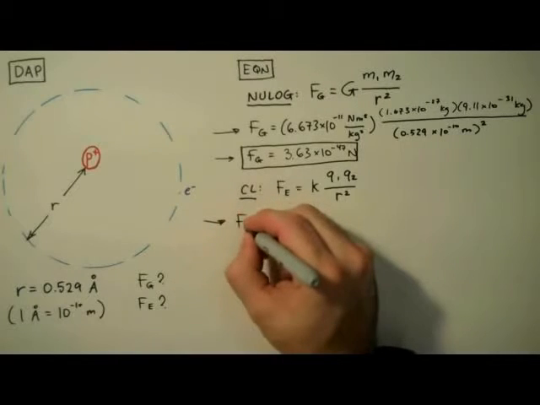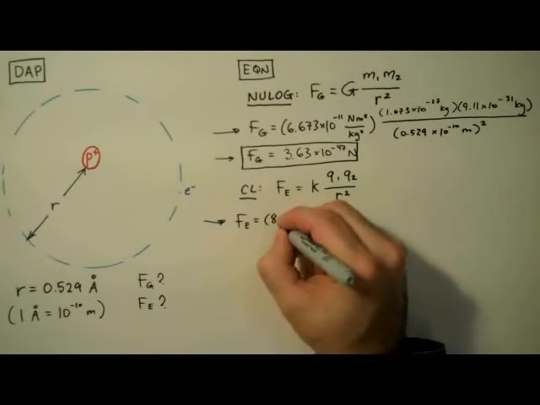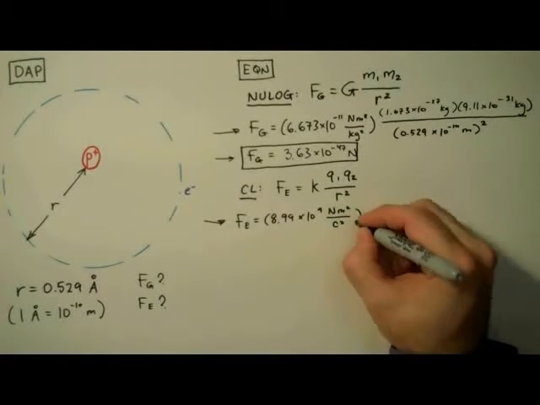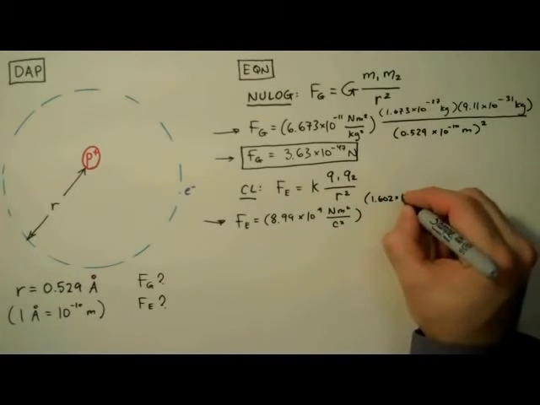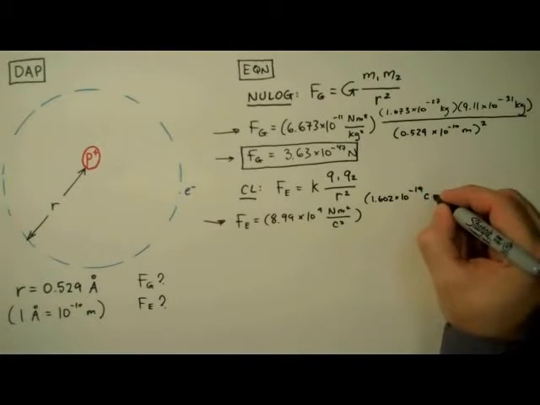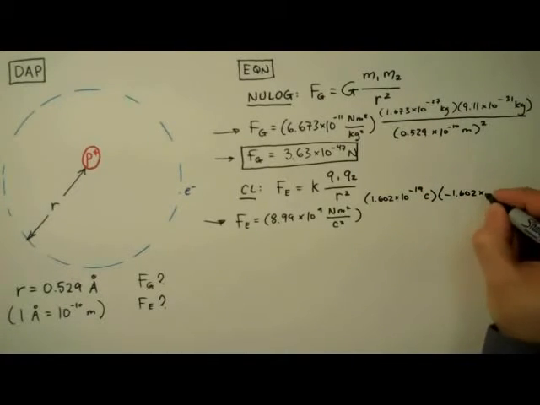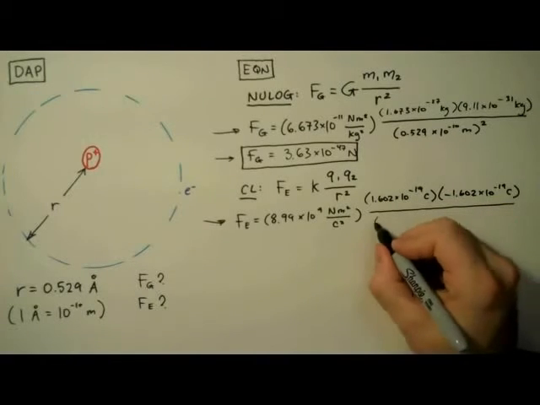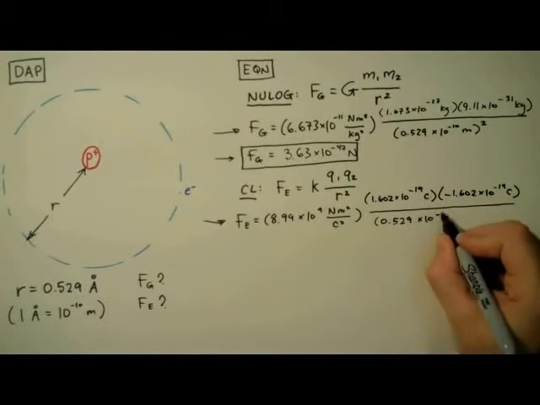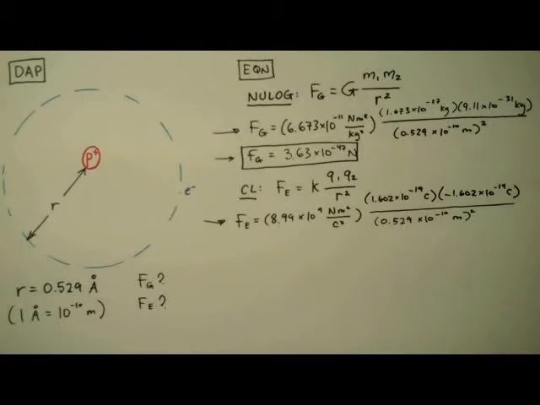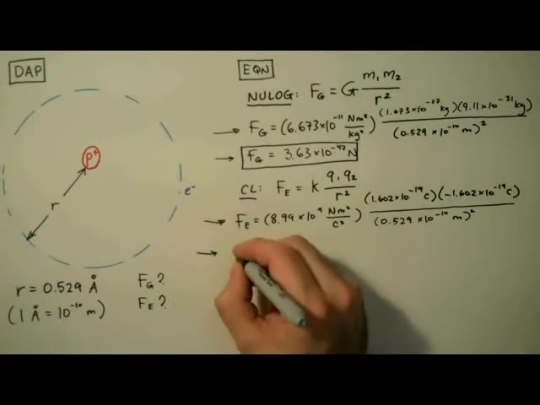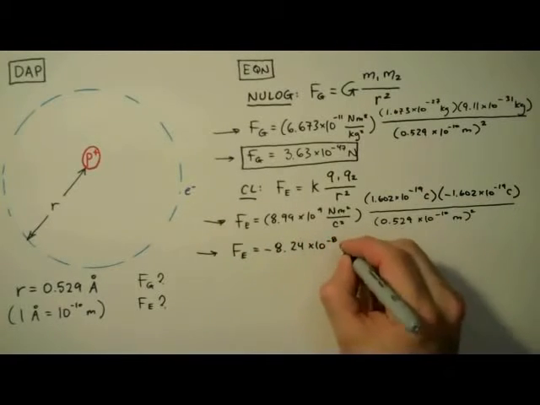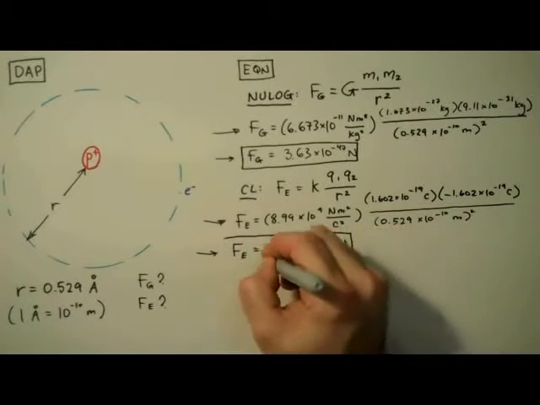Okay, so we have Fe is equal to 8.99 times 10 to the 9th, that's a positive 9, newton meters squared per coulomb squared, times the charge of a proton, 1.602 times 10 to the negative 19th coulombs, times the charge of an electron, negative that same value, divided by 0.529 times 10 to the negative 10th meters squared. So we get the electric force is equal to negative 8.24 times 10 to the negative 8th newtons.